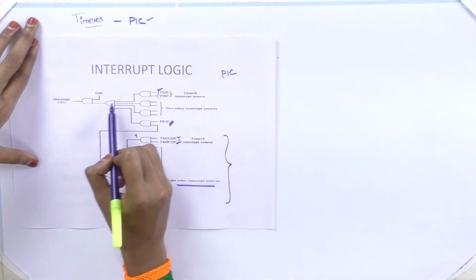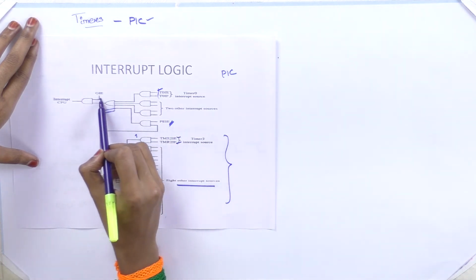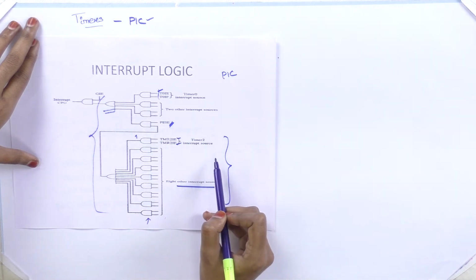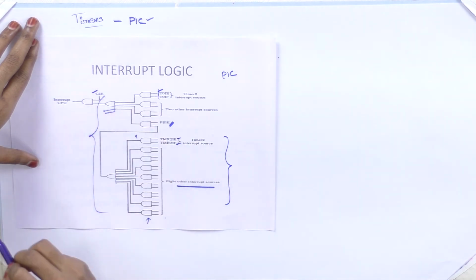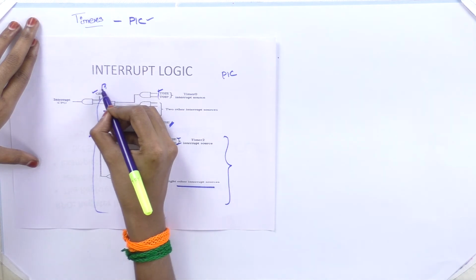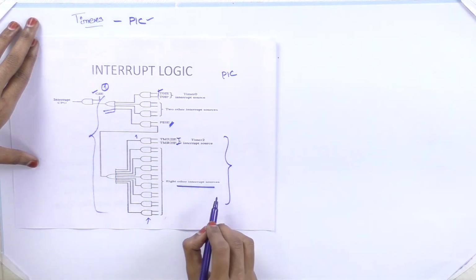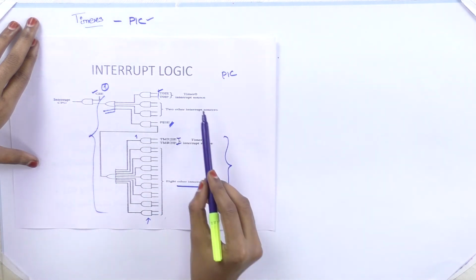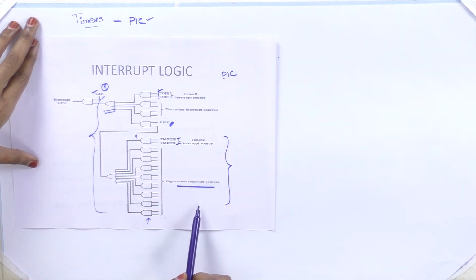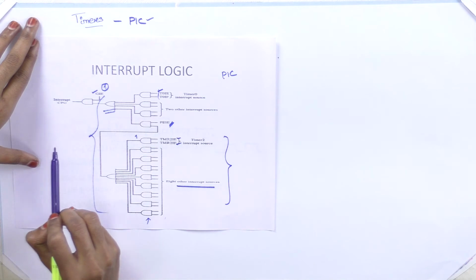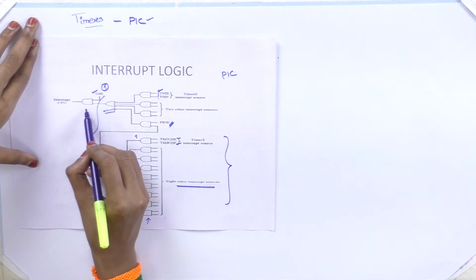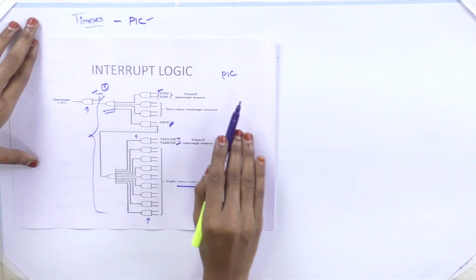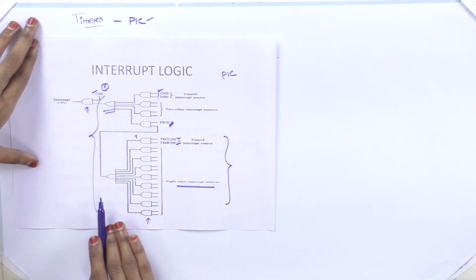So this will be constituted here, and if all these 12 interrupts are to be recognized, then the global interrupt enable should be 1. So did you get the logic? Why is this important? This is how the structure will be. If all these 12 interrupts are to be recognized, then your global interrupt should be enabled. That's why it's given to the AND gate. Okay, fine. So this is the structure of interrupt logic in the PIC microcontroller.